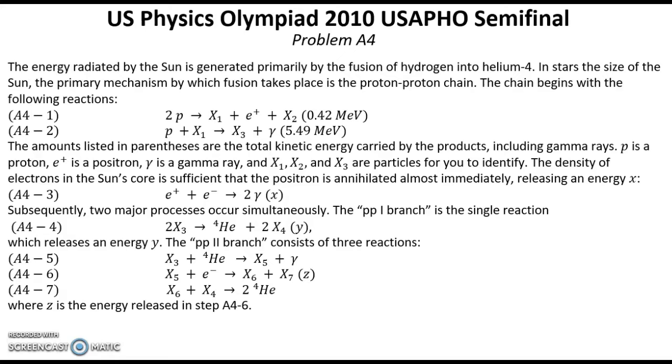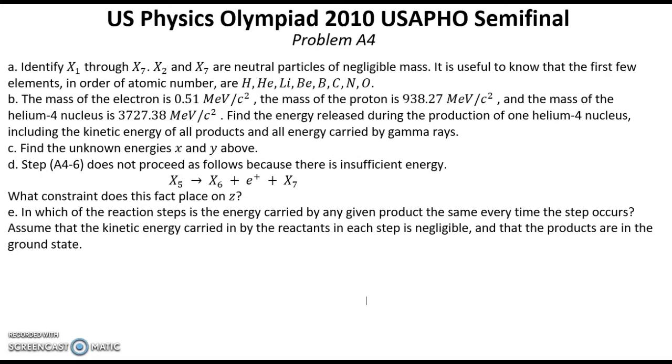So, questions. Question A. Identify X1 through X7. X2 and X7 are neutral particles of negligible mass. It is useful to know that the first few elements in order of atomic numbers are hydrogen, helium, lithium, beryllium, boron, carbon, nitrogen, oxygen.